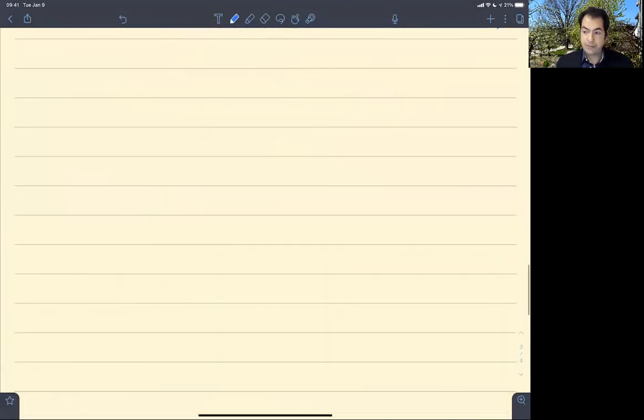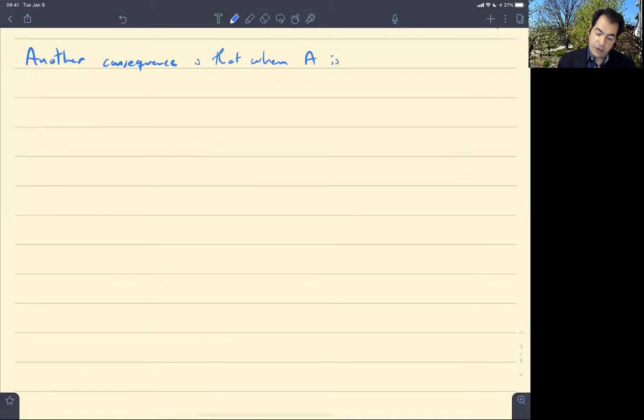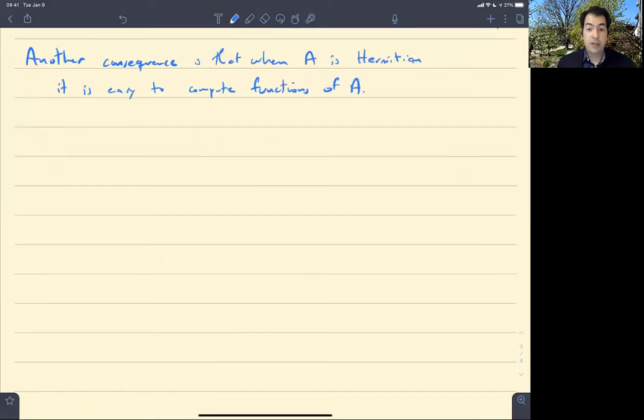Okay, another consequence, and this is one of my favorite consequences, is that when A is Hermitian, it is easy to compute functions of A, right? So what do I mean? Well, let's start with something very easy.